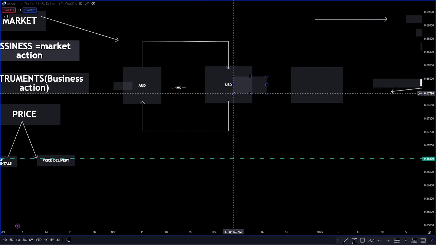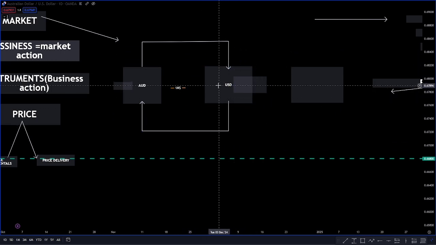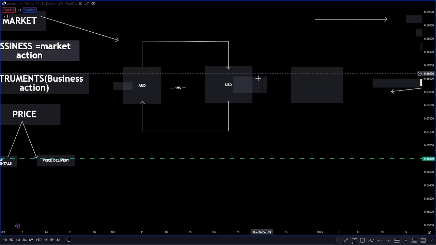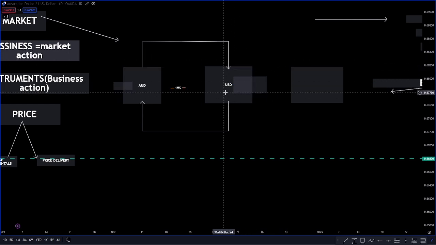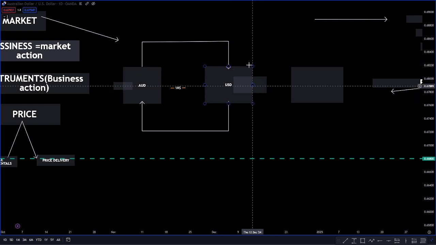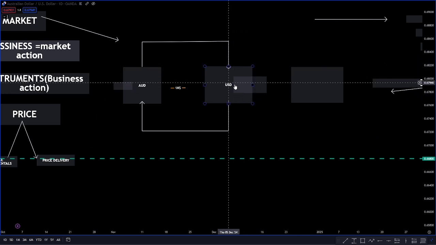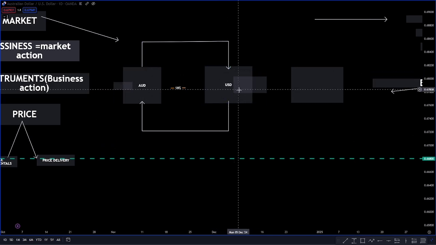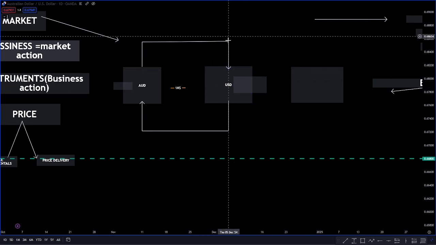The moment they pumped it, what happened? USD started buying. Why? Because there's enough money. There's massive volume coming in as USD. So USD starts going up, up, up. Was it bias? No. What caused it? The action of the government.